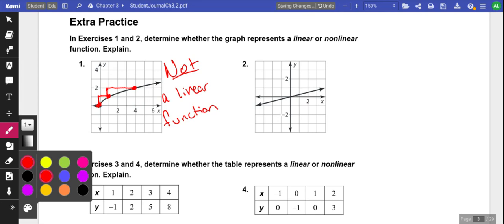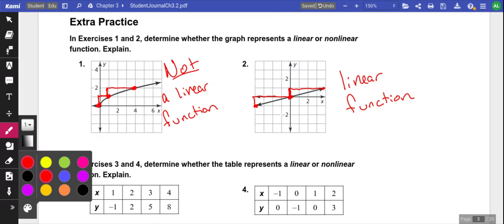Okay, let's try this one. This looks like a straight line, but let's look at what that actually means in terms of the different points on our graph. It intersects over here. The next point is this one right here at the origin. We go up 1 and over 1, 2, 3, 4. Next point is right here. We go up 1 and over 1, 2, 3, 4. We've got a constant rate of change. So this one is a linear function.